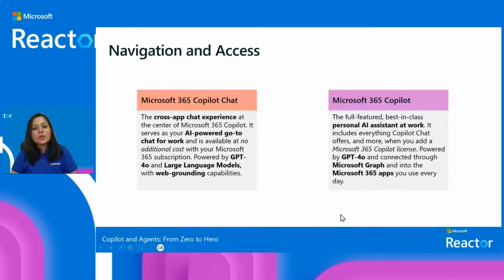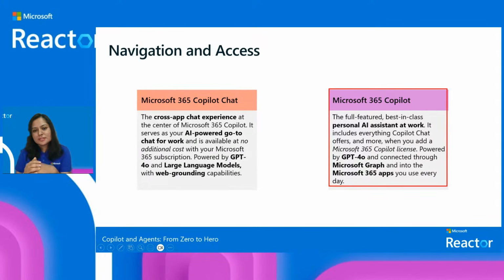When we come to Microsoft 365 Copilot, this is your personal assistant at work. It includes everything Copilot chat offers and more when you add a Microsoft 365 Copilot license to it. It is also powered by GPT-4o and connected through your Microsoft Graph. It uses the Microsoft 365 apps that you use every single day, like Outlook, Teams, Excel, PowerPoint, and Word. You can use Microsoft 365 Copilot to work with your work or organization data.